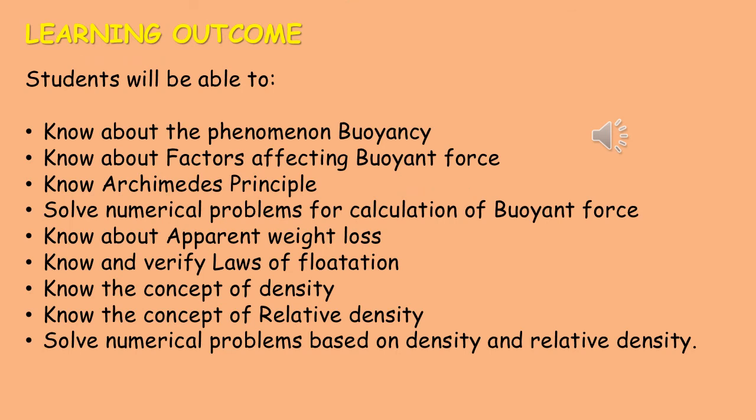Now what are the learning outcomes of this part of the chapter? Students will be able to know about the phenomenon of buoyancy. They will know about the factors affecting buoyant force. They will know about the Archimedes principle. They will be able to solve numerical problems on calculation of buoyant force. They will know about the apparent weight loss. They will know and verify the laws of flotation. They will know the concept of density. They will know about the concept of relative density. And they will be able to solve numerical problems based on density and relative density.